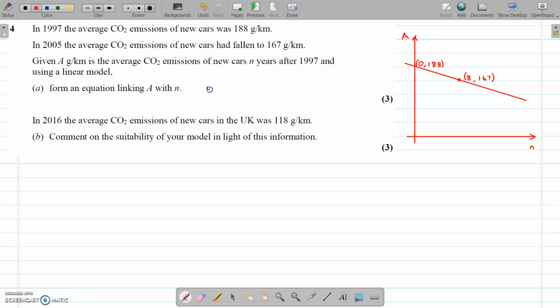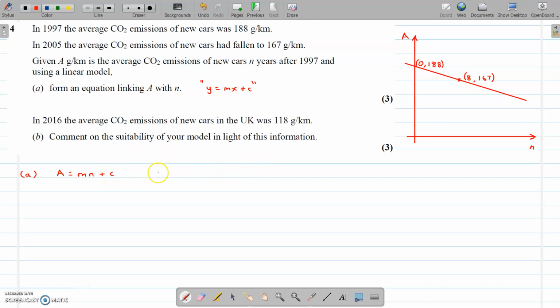Well, we're going to use the idea that it's of the form y equals mx plus c, okay, but I'm going to put that in inverted commas because, of course, we're not using y or x. Instead, we're using A for y and N for x. So in other words, our equation is going to look like this, okay, A equals mN plus c, okay, well, m is the gradient and c is the y-intercept, which of course we can see is 188. But let's work out what m is.